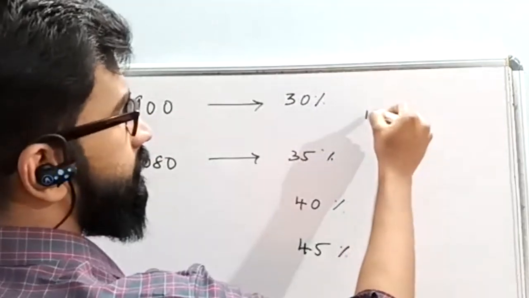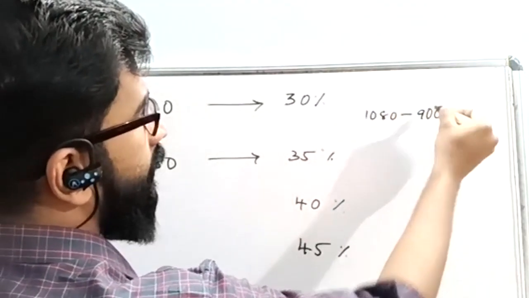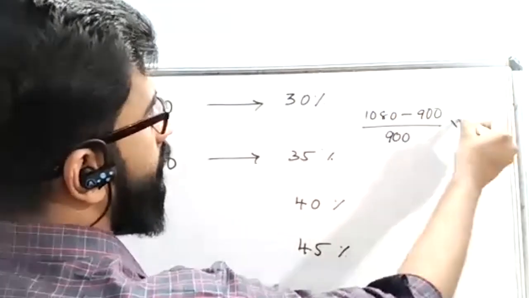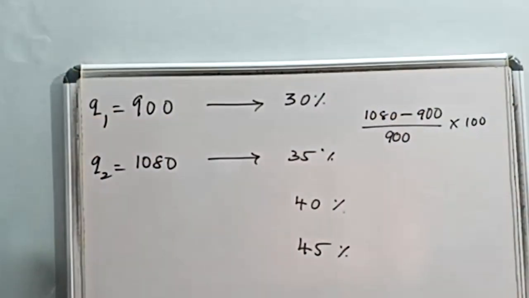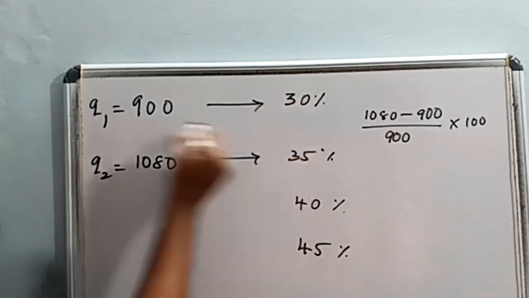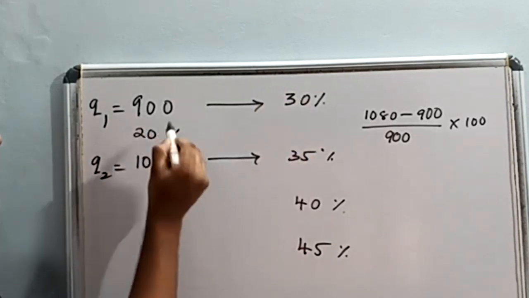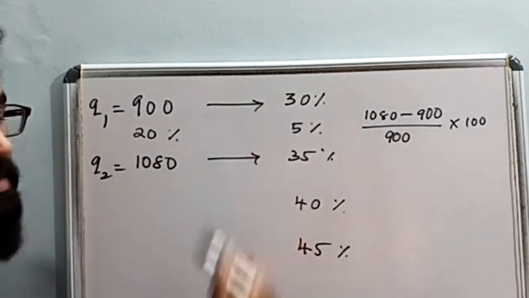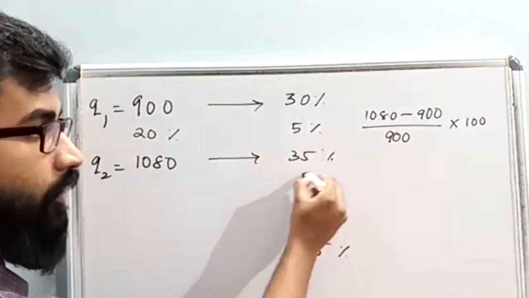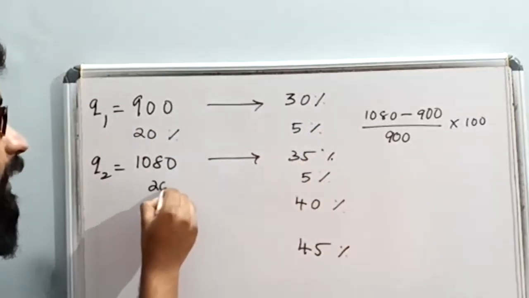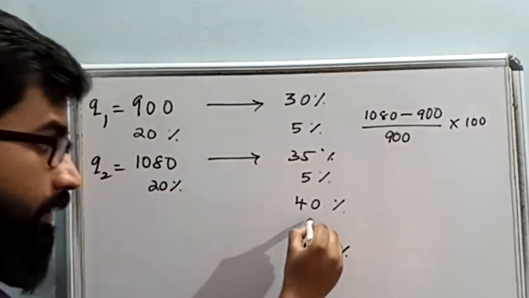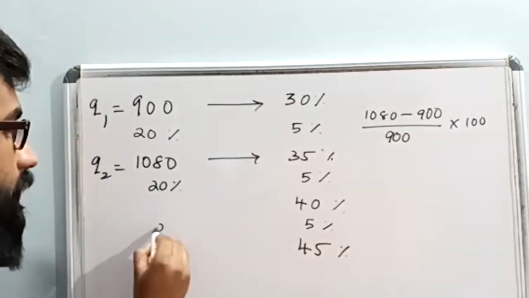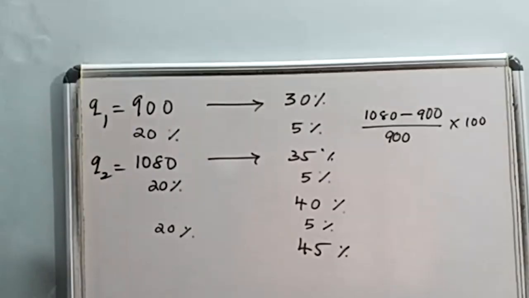The percentage increase is 1080 minus 900 divided by 900 multiplied by 100. This is the percentage increase in flow rate. What is that value? It is 20%. So you have a 20% increase in the flow rate if you have a 5% opening. So here also, if you have a 5% opening, you should have a 20% increase. Here also, when you have a 5% opening, you should have a 20% increase.